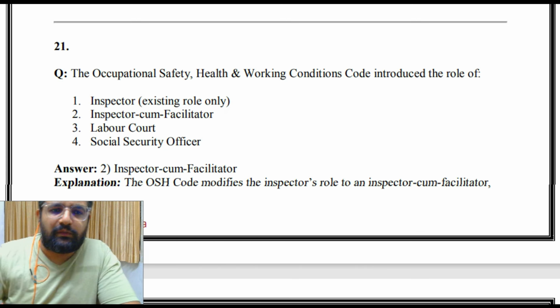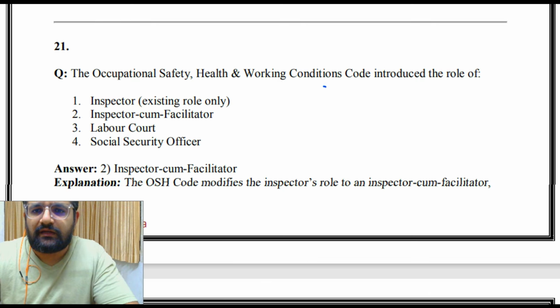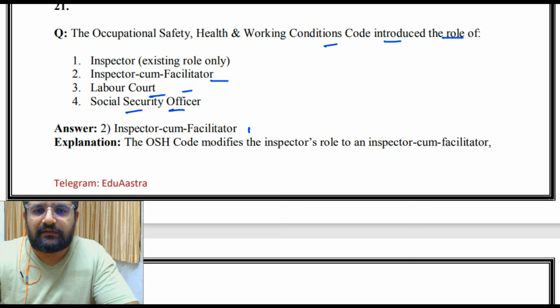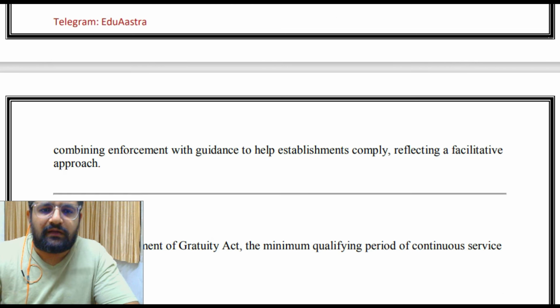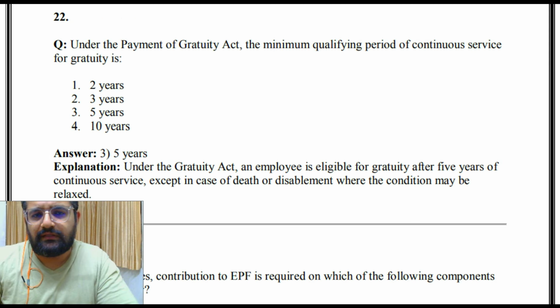Then the Occupational Safety, Health and Working Conditions Code introduced the role of inspector: existing role only, inspector cum facilitator, labor code, or social security officer. So answer is inspector cum facilitator. The OSH code modifies the inspector role to an inspector cum facilitator, combining enforcement with guidance to help establishments comply, reflecting a facilitative approach.